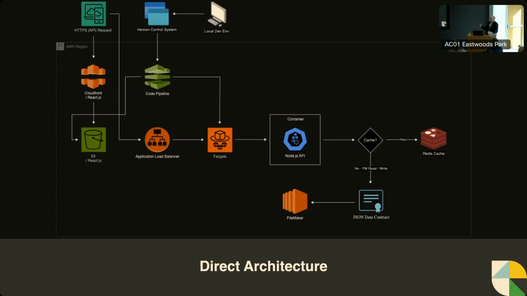We have our local developer building our React and Node applications. We put those into a version control system. Those are then deployed out to the AWS services by way of a code pipeline, so that's a continuous integration, continuous delivery architecture. What happens is our front end, the React solution, is compiled into JavaScript. It's put into CloudFront, which is really pointing to an S3 bucket.